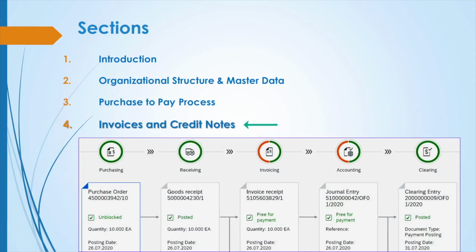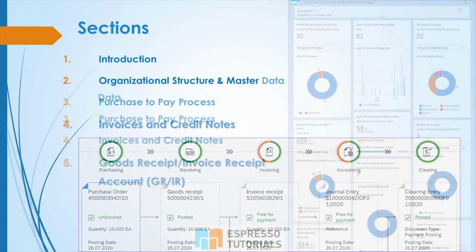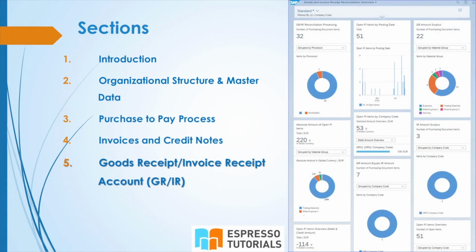The fourth section explains the different types of invoice and credit notes and how to post them. It's important to choose the correct type of credit note, as this has repercussions on what is posted or not posted to the GR/IR account. The fifth section explains what the GR/IR account is, how it works and how to maintain it.